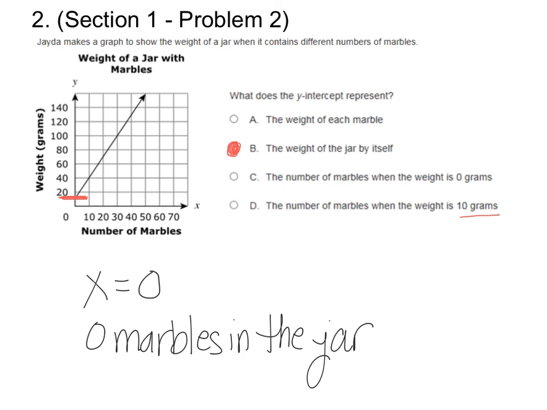So the answer here would be B. The y-intercept is where x equals 0, and x in this problem is 0 marbles in the jar. So the y-intercept represents the weight of the jar by itself, letter B.